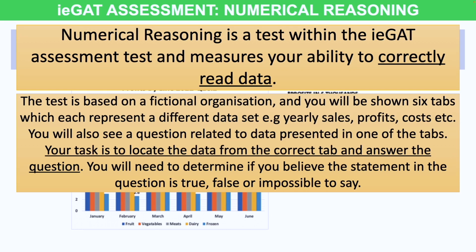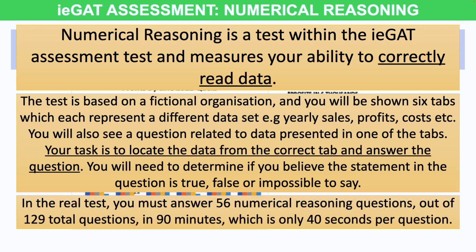Your task is to locate the data from the correct tab and answer the question. You will need to determine if you believe the statement in the question is true, false, or impossible to say. Now, in the real test, you must answer 56 numerical reasoning questions out of 129 total questions in 90 minutes, which is only 40 seconds per question. So again, speed and accuracy are really important. My advice is to not take wild guesses. You will be marked on accuracy.